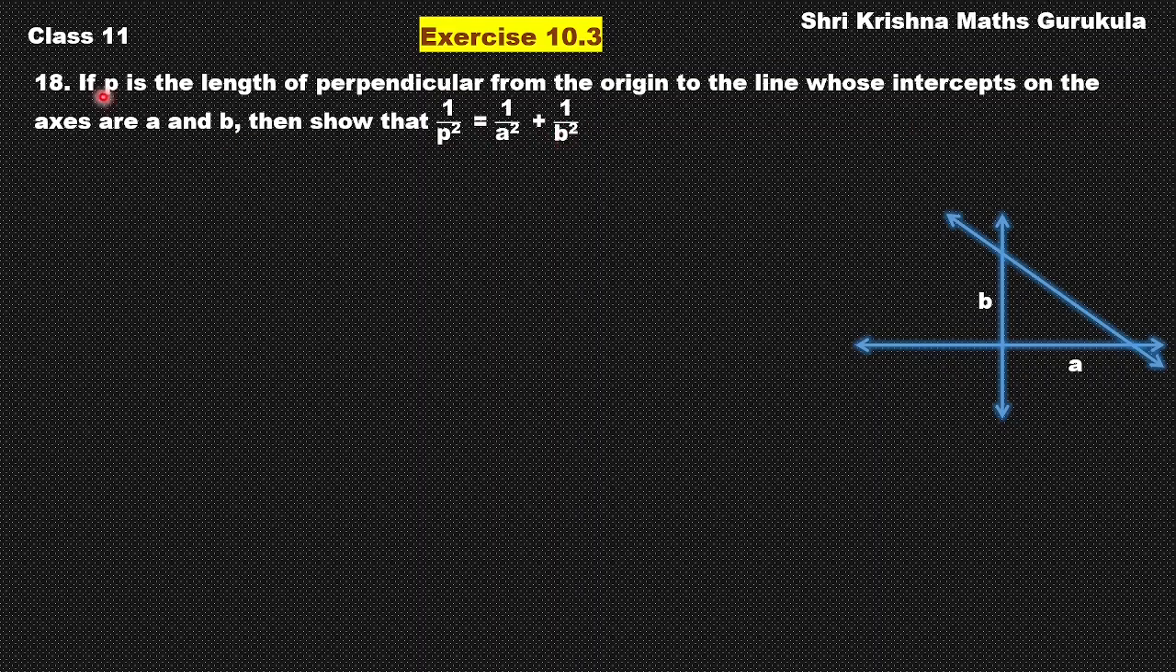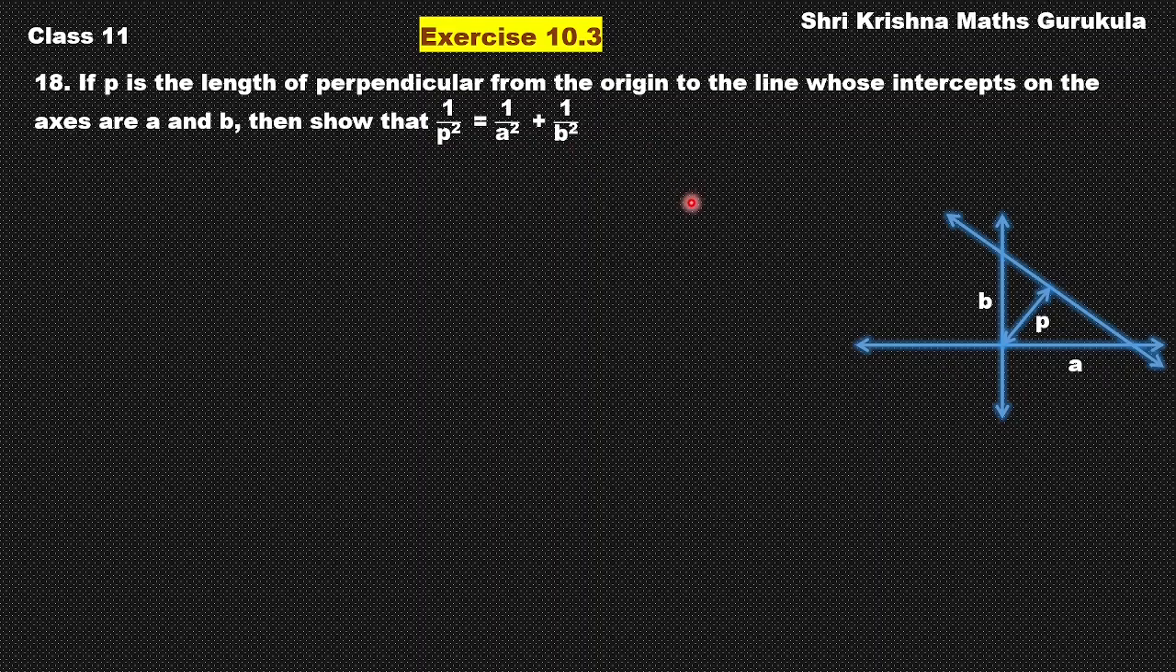Now, what do they say? If p is the length of the perpendicular from the origin to the line, so if you draw a perpendicular from the origin to this line, then that length would be p. So it is the perpendicular distance from the origin to the line, which is p as per the data. With this much information, we have to prove that 1 by p square is equal to 1 by a square plus 1 by b square.